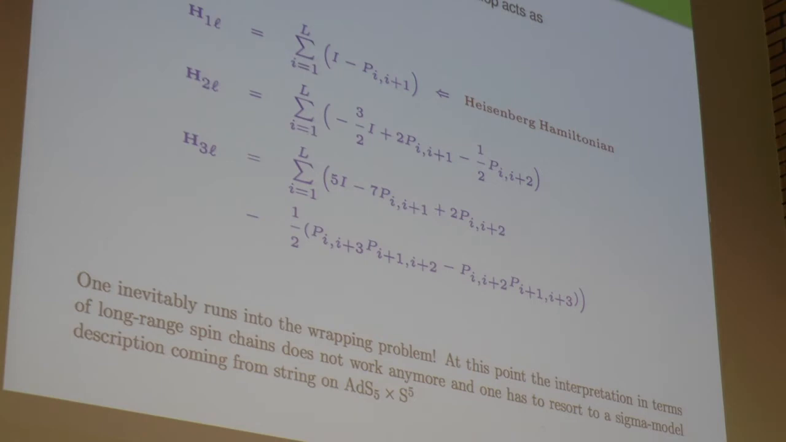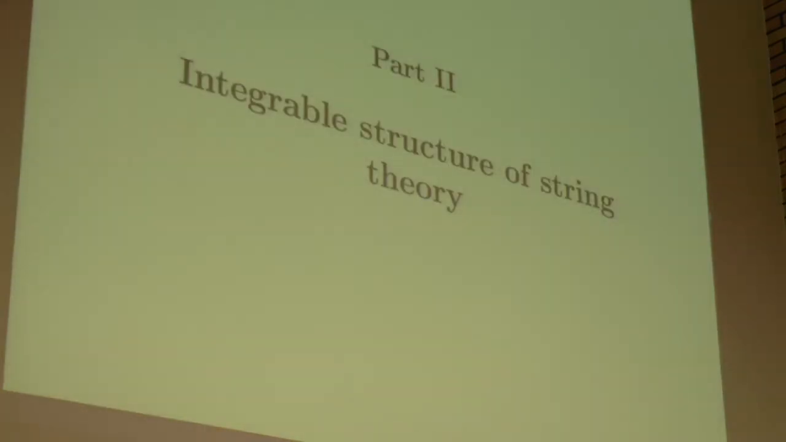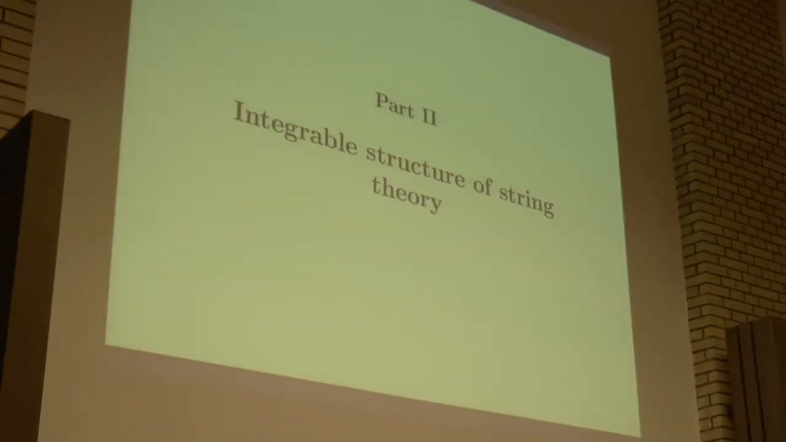And this is a point where you have to resort to the description coming from strings on AdS5 times S5. At this point, our understanding of how to proceed at higher loops is not there anymore. Okay? Good. And this is where I naturally stop discussing the integrable structure of the quantum field theory. If you would like to ask me some questions at this point, please go ahead.